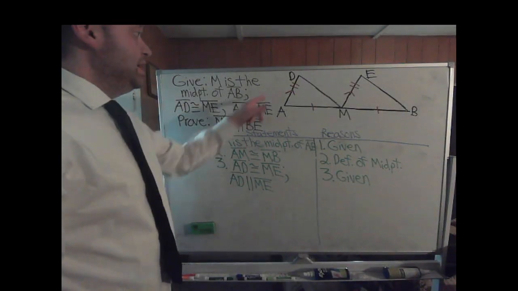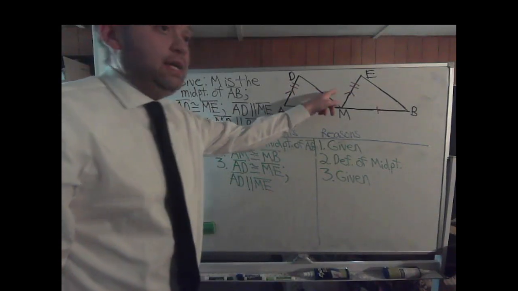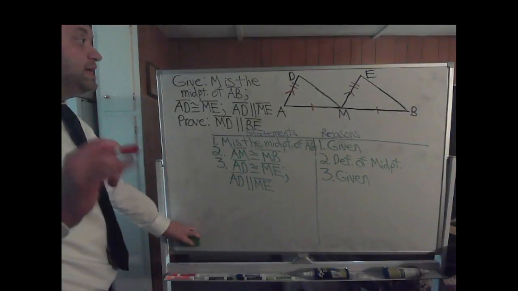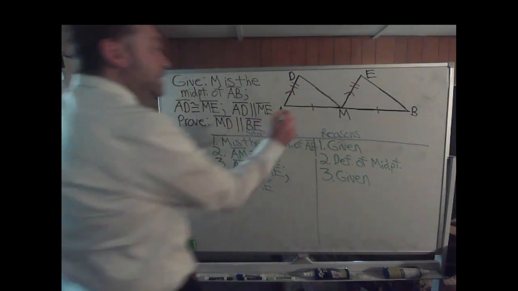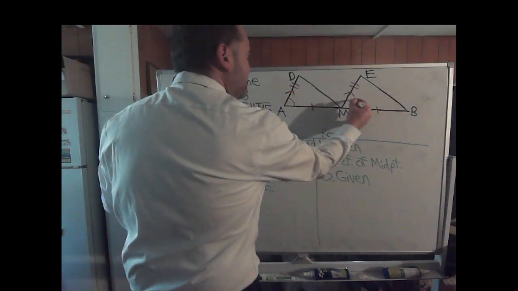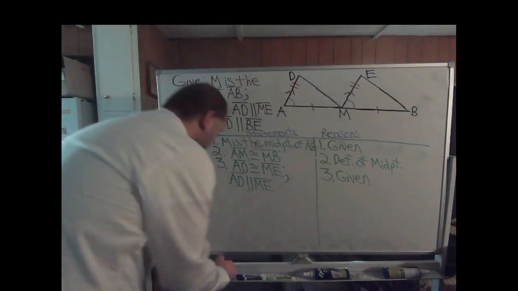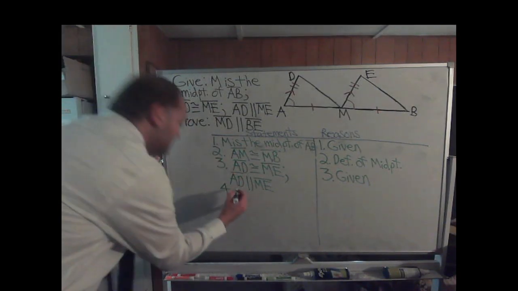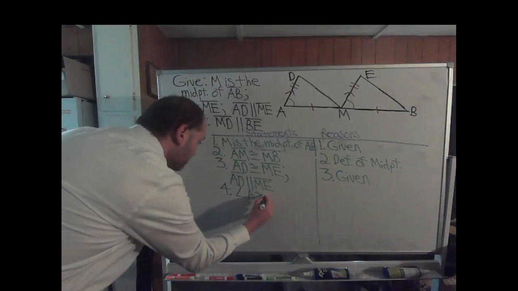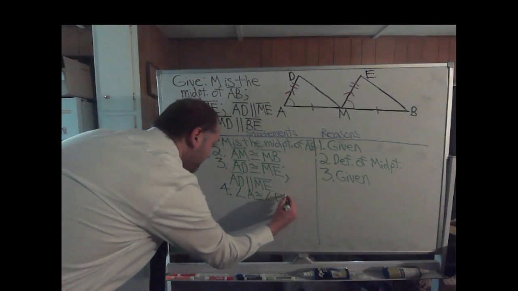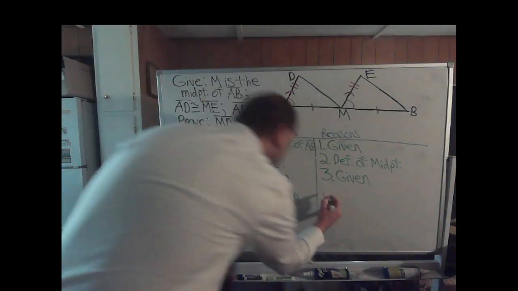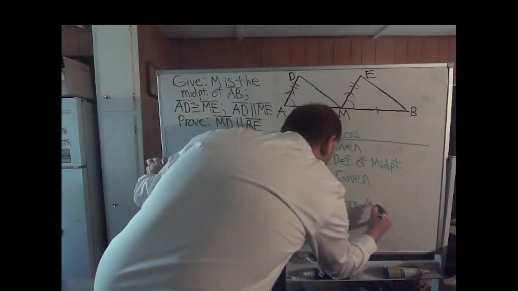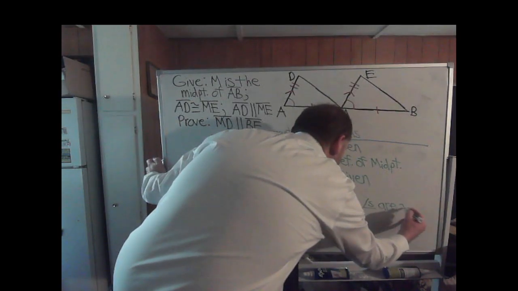Now, big if AD is parallel to ME, doesn't AB act as a transversal? We can therefore argue that angle A is congruent to angle EMB by the fact that corresponding angles are congruent. So for step 4, we can say that angle A is congruent to angle EMB, and the reason for step 4 is that corresponding angles are congruent.